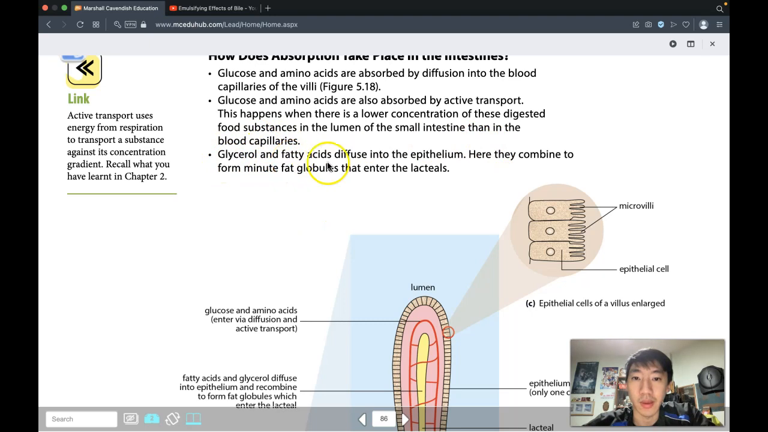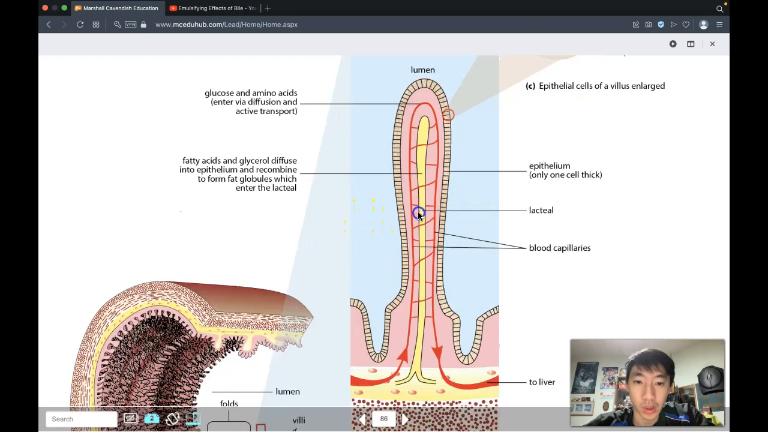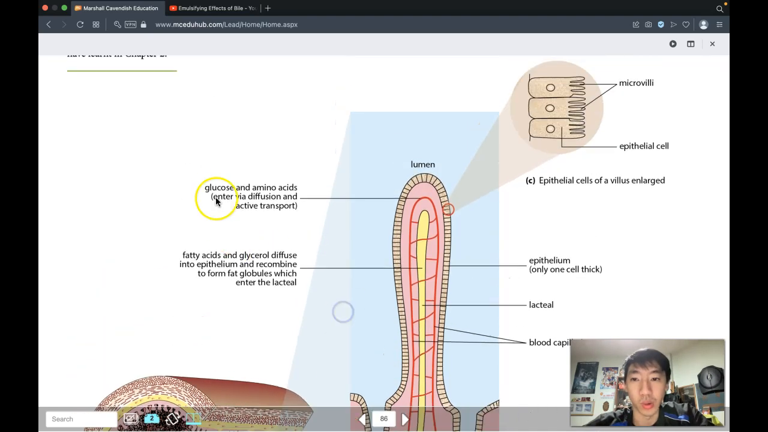Glycerol and fatty acids diffuse into the epithelium. Here, they combine to form minute fat globules that enter the lacteals. So here, these are your fatty acids and glycerol. They will diffuse through, go into this thing called the lacteal, and go down, and then onwards. So fats behave a little bit differently from our glucose and amino acids.